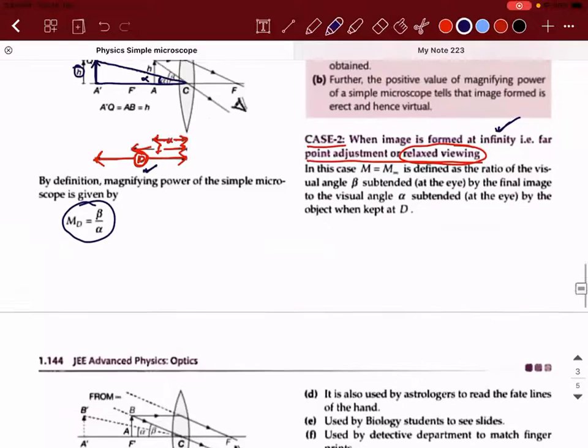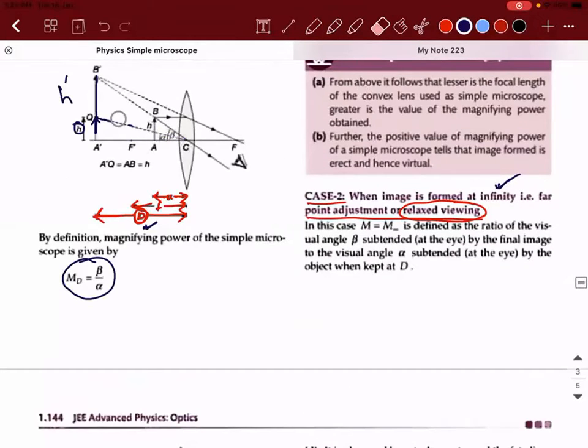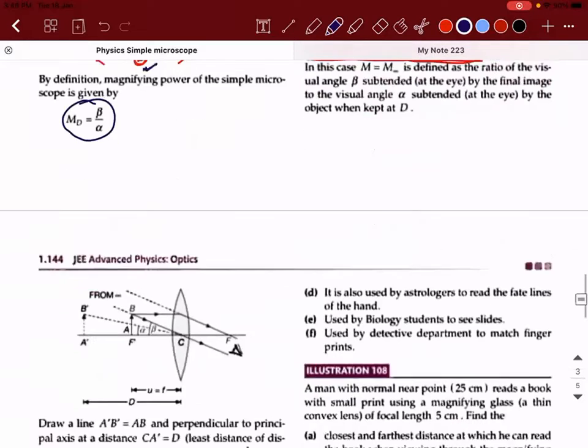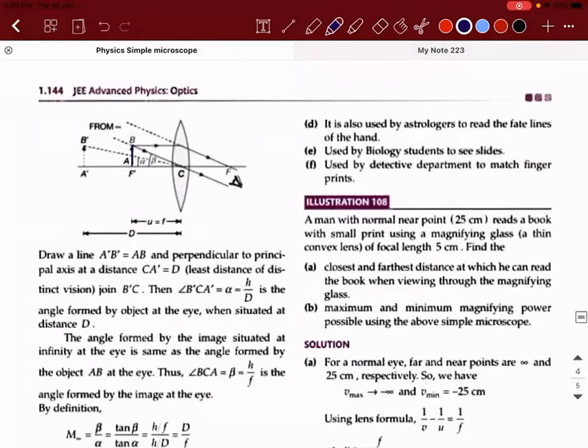So what we need to do is adjust the distance in such a way that this object is no more between the focus and the optical center. Rather, it should be exactly at the focus itself. When it is at the focus, the image is formed at infinity. So from the image, if I draw a line like this, this angle is going to be the angle subtended by the image, beta.